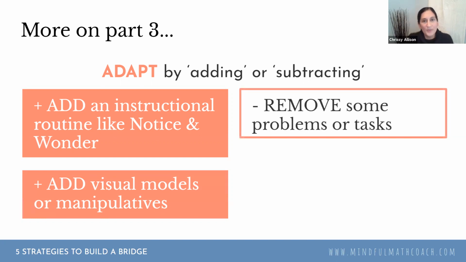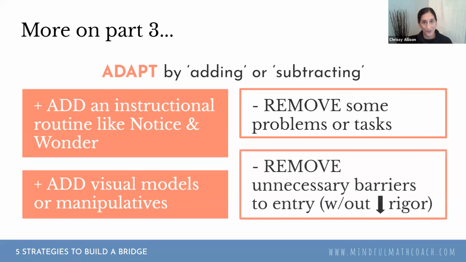All right, so what can you subtract or remove? Well, to narrow the focus, narrow the scope, you can remove some problems or tasks. You might remove a part of a problem. If it has 6 parts, maybe you zero in on 2 or 3 of the most important ones that really align to that learning goal. And you can also remove unnecessary barriers, but make sure that you don't lower the rigor, as we've already talked about.